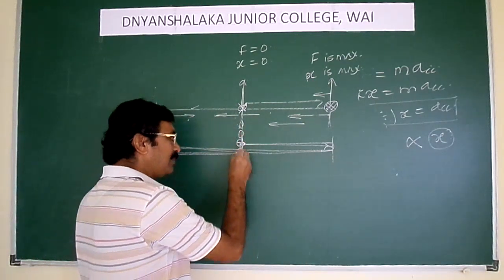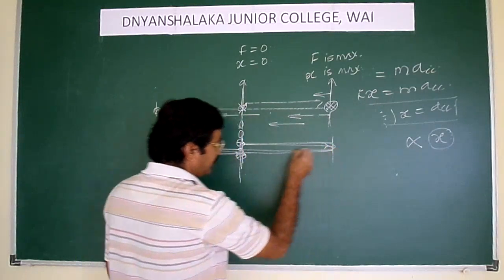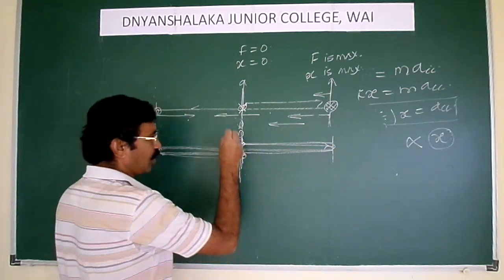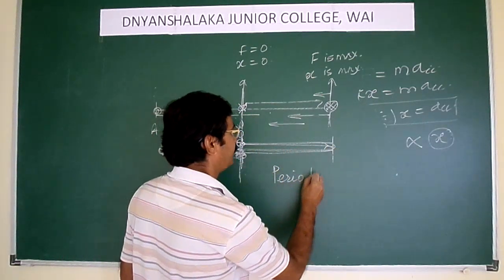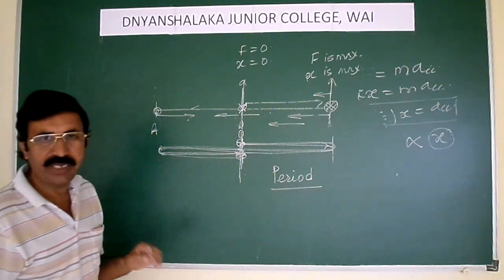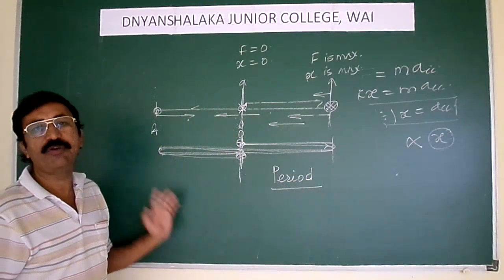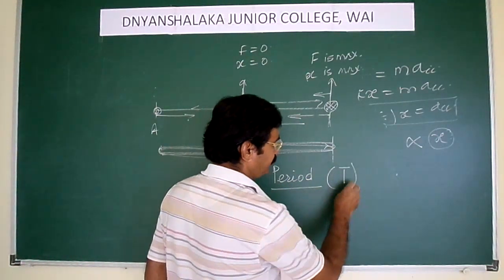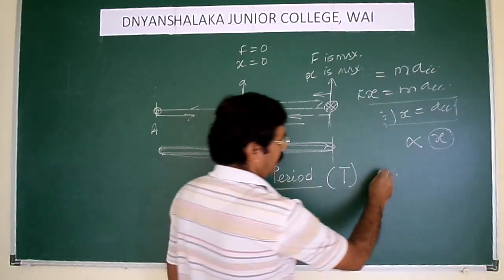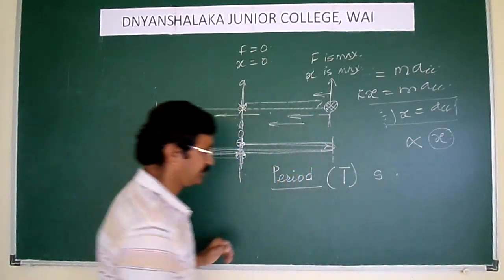Now, the time required to complete this one vibration or one oscillation is called its period. Period of oscillation or period of vibration. It is denoted by capital T. The SI unit is second.